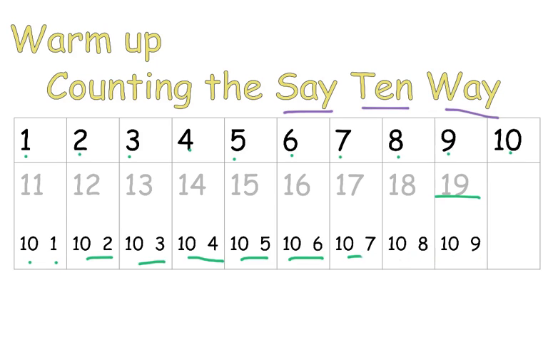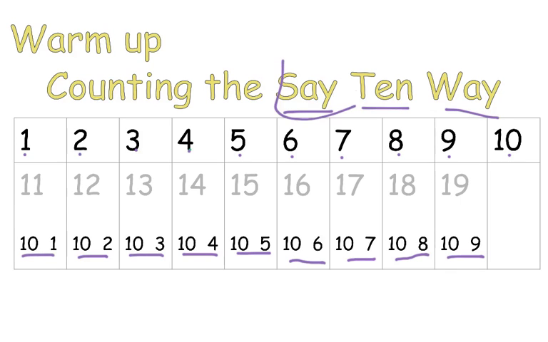So I want to do that one more time. Here we go. 1, 2, 3, 4, 5, 6, 7, 8, 9, 10. 10, 1, 10, 2, 10, 3, 10, 4, 10, 5, 10, 6, 10, 7, 10, 8, 10, 9. So again, this is counting the say 10 way.